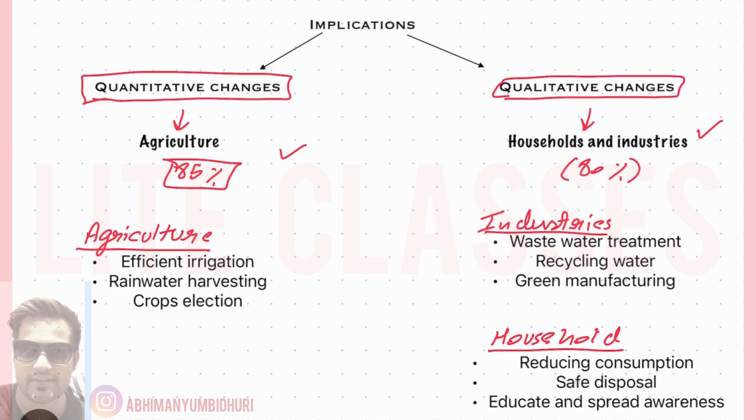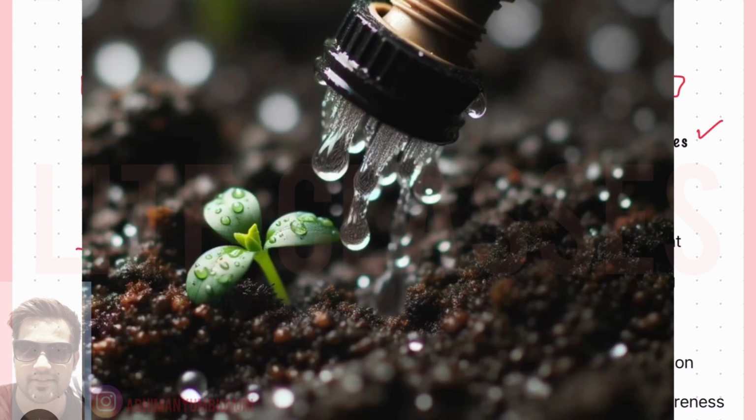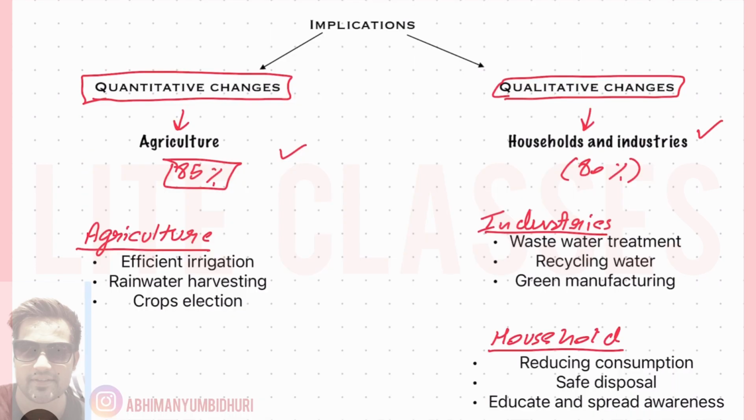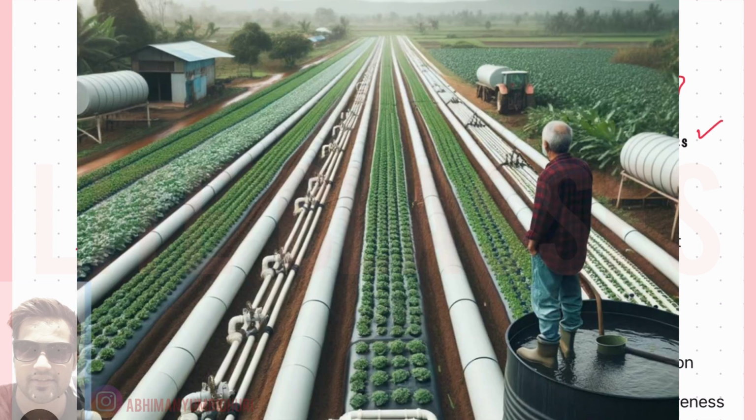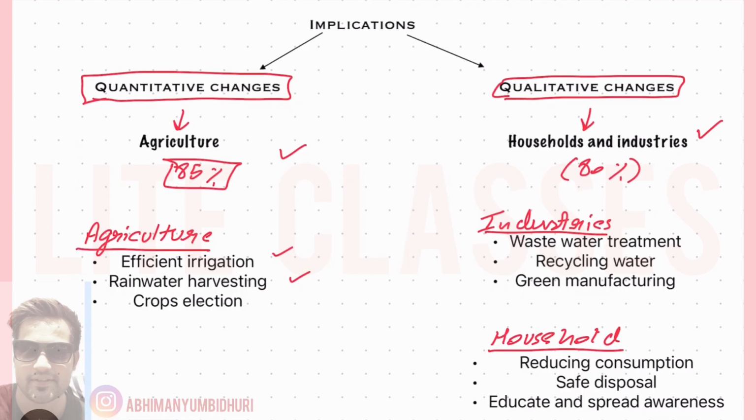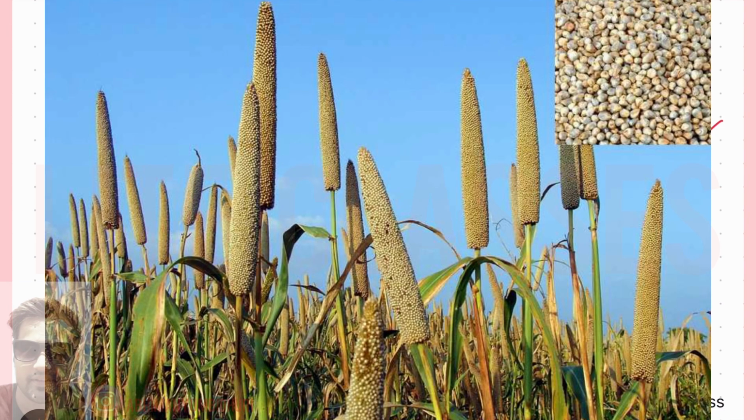But not all is lost. There are solutions we can adopt to tackle this depletion and degradation. For agriculture, efficient irrigation using drip irrigation and sprinklers can minimize water wastage and ensure crops get just the amount they need. By rainwater harvesting, farms can set up systems to collect and store rainwater, using it during dry periods. Growing crops that are suited to the local climate and require less water can be a game changer.